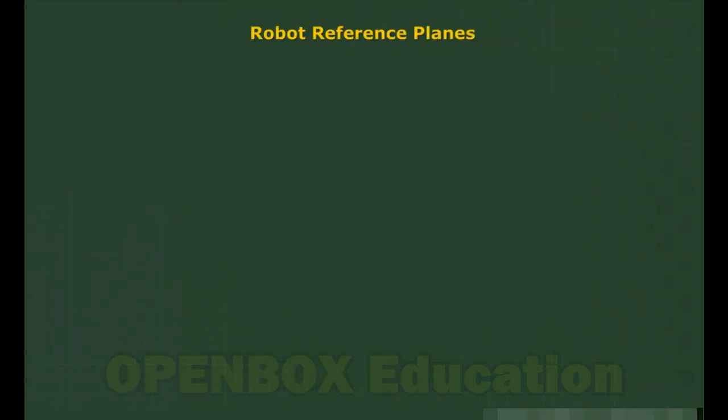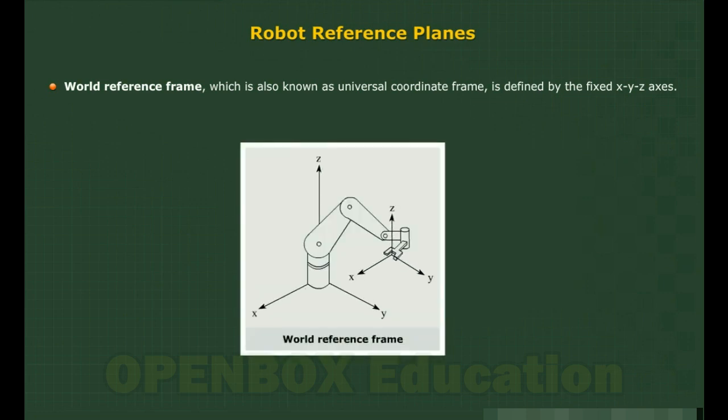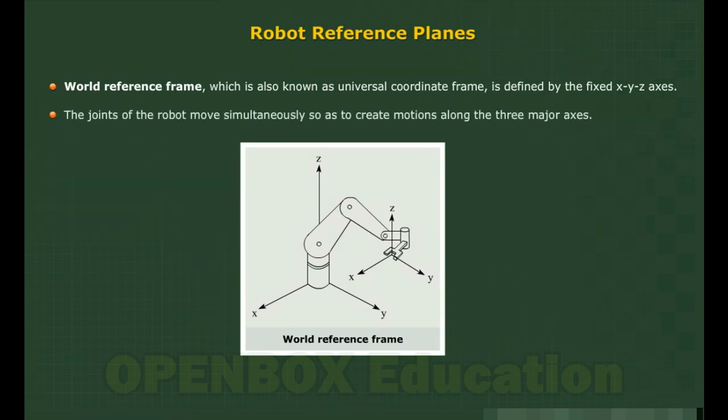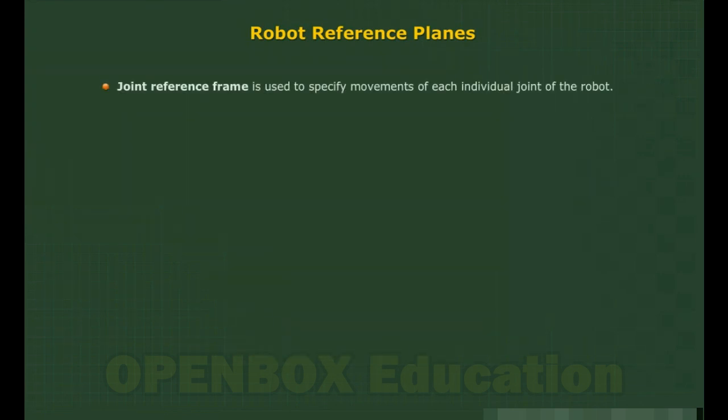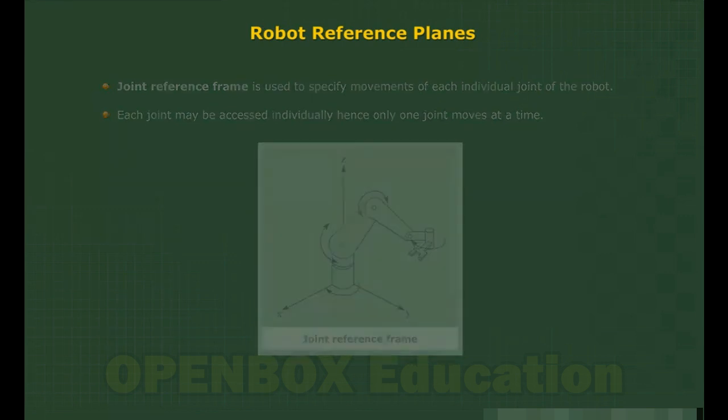Robot reference planes. World reference frame, which is also known as universal coordinate frame, is defined by the fixed xyz axis. The joints of the robot move simultaneously so as to create motion along the 3 major axes. Joint reference frame is used to specify movements of each individual joint of the robot. In this case, each joint may be accessed individually, hence only one joint moves at a time.